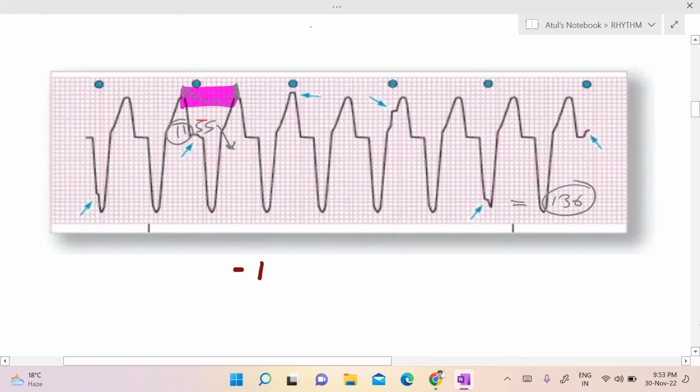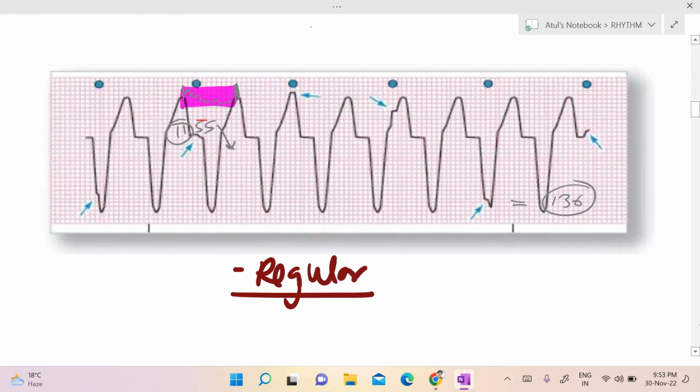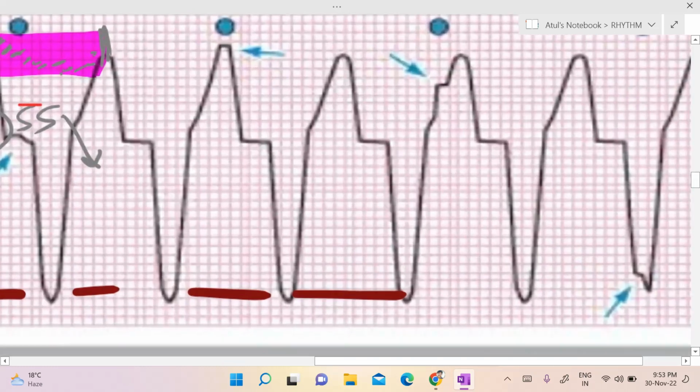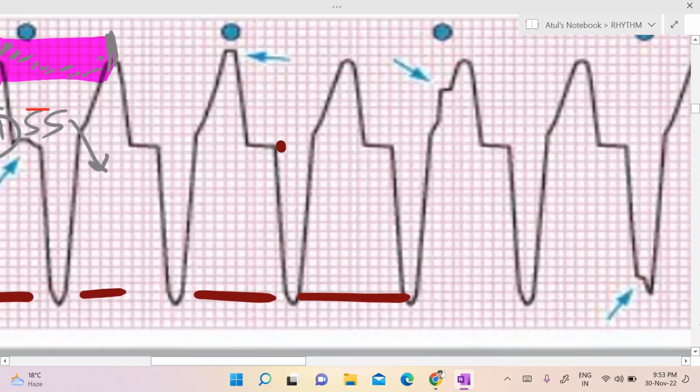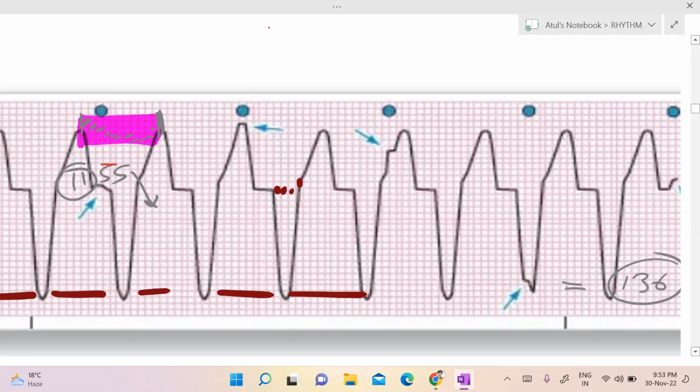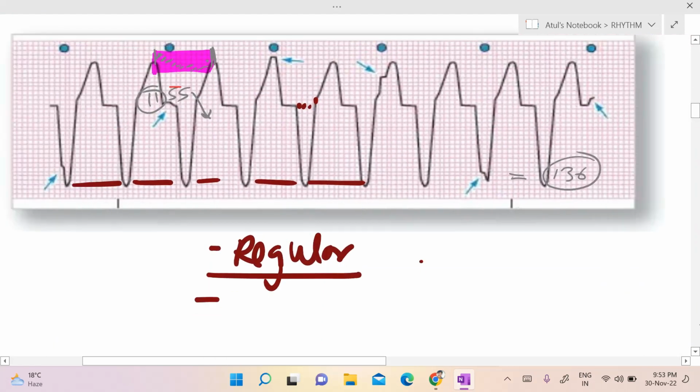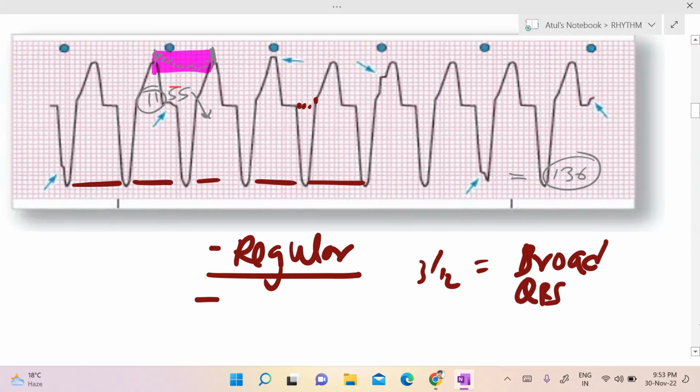First of all, this is regular, equally spaced. Next, this is a broad QRS complex. See, one small box, two small boxes, three small boxes, three and a half small boxes. Normal QRS is two and a half small boxes. So this is three and a half small boxes, so these are broad QRS complexes.